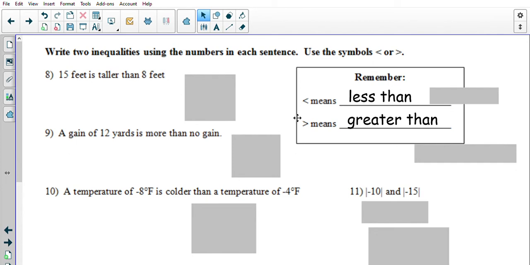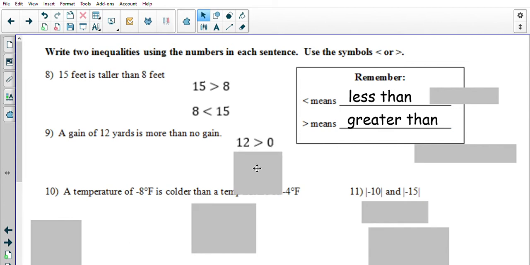So number 8, 15 feet is taller than 8 feet. We could write 15 is greater than 8, but we can also write that 8 is less than 15. So we can kind of flip this entire thing around. If we do that, we have to reverse everything. So 8 is less than 15, and 15 is greater than 8. Number 9, a gain of 12 yards is more than no gain. So one option we could write is that 12 is greater than 0, 12 is more than 0, no gain. Or we could write 0 is less than 12, so that's another option.